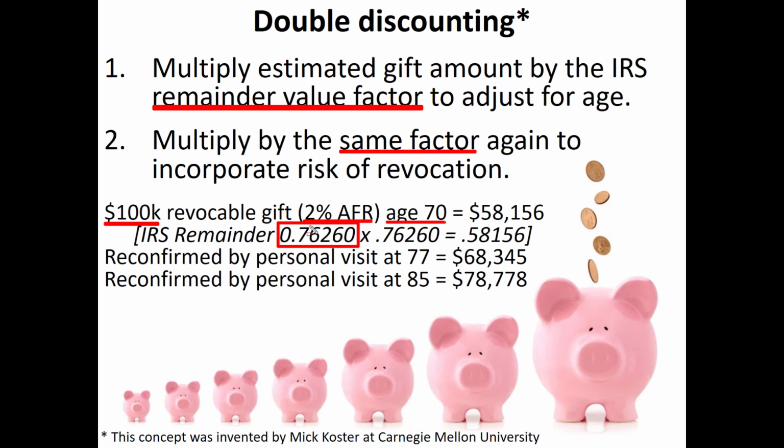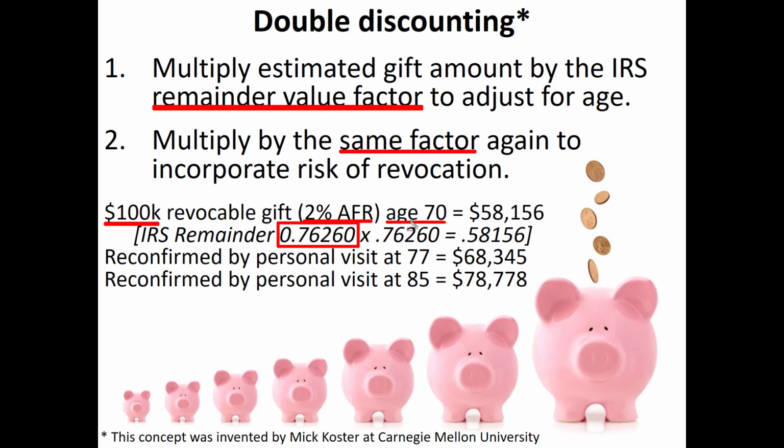The interest rate we use is what's called the 7520 rate, related to Internal Revenue Code Section 7520, also known as the Adjusted Federal Midterm Rate, or AFR. The reason we need to consider the interest rate is that this table assumes this person, age 70, is going to live to the life expectancy of the normal person who is age 70.